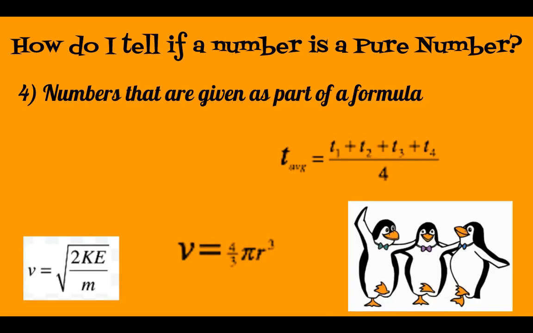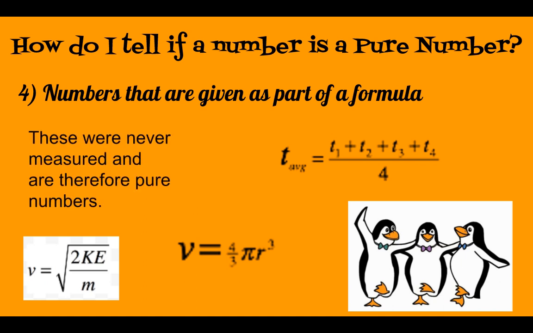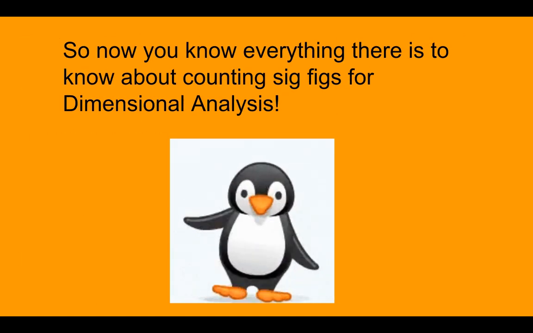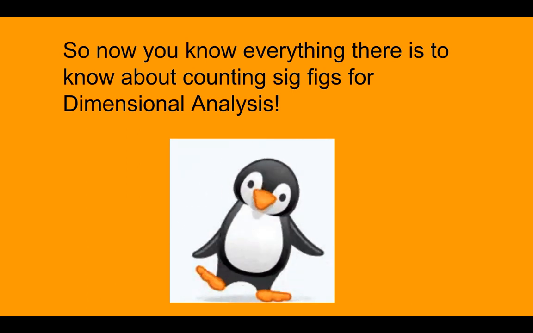And last but not least, if a number is given as part of a formula. So if you look below, you can see in the 2ke, the 2 doesn't count, 4/3 pi r cubed, and the average calculation with the 4. So those just come as part of the formula. They do not count as SigFigs. That is everything you need to know about SigFigs and dimensional analysis.